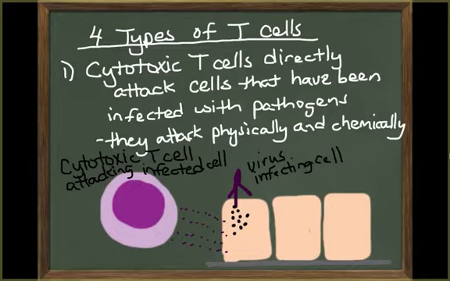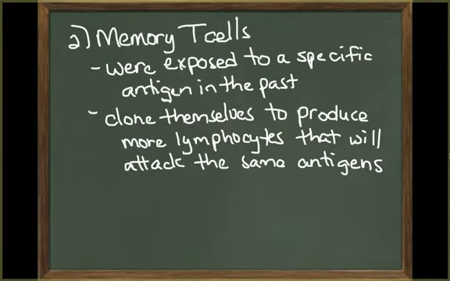The cytotoxic T cells are responsible for cell-mediated immunity. They will directly attack cells that have been infected with pathogens. They attack these cells both chemically and physically. The memory T cells are T cells that have already been exposed to an antigen in the past. They clone themselves to produce identical lymphocytes that have the ability to attack the pathogens containing the abnormal antigens.